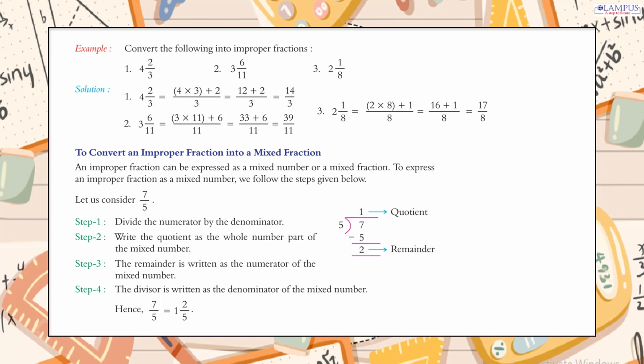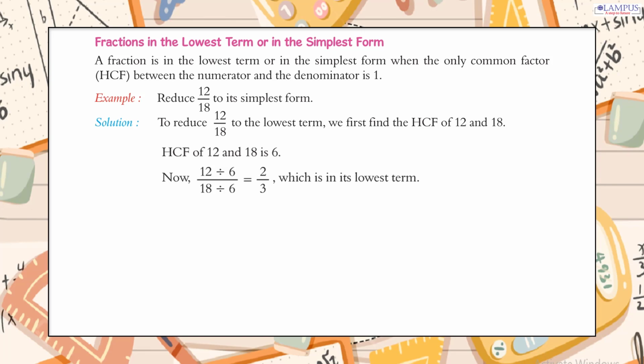The divisor is written as the denominator of the mixed number. Divisor is 5. Hence, 7 by 5 equals 1 and 2 by 5. Keep in mind, mixed number equals quotient and remainder by divisor. Fractions in the lowest term or in the simplest form.